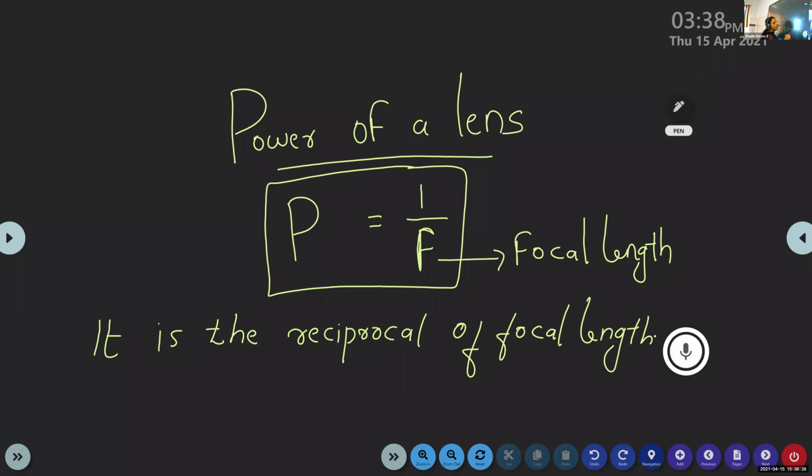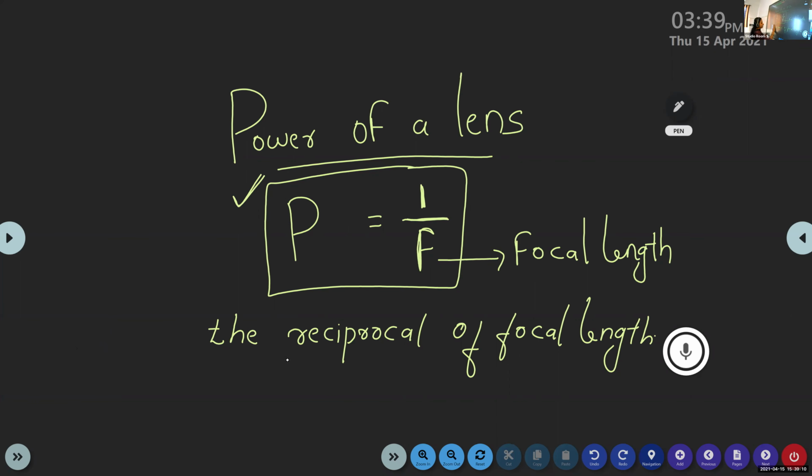In case you are not remembering this definition, at least remember this equation for how we can calculate the power of a lens. The power of a lens can be calculated using the equation P is equal to 1 by f, where P is the power of lens and f is the focal length. Using this equation, we can recall the definition: power of a lens is the reciprocal of focal length. That is why we represent it in the form of 1 divided by f. P is not equal to f; P is equal to 1 by f.